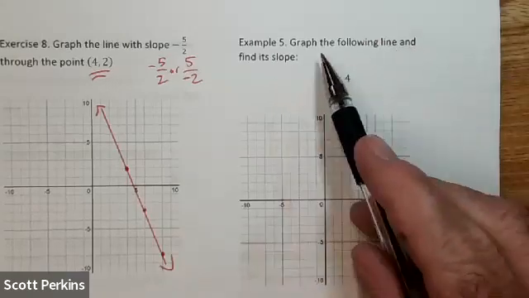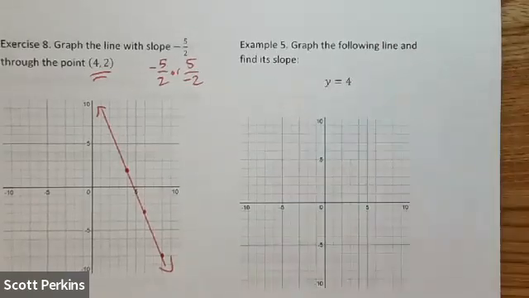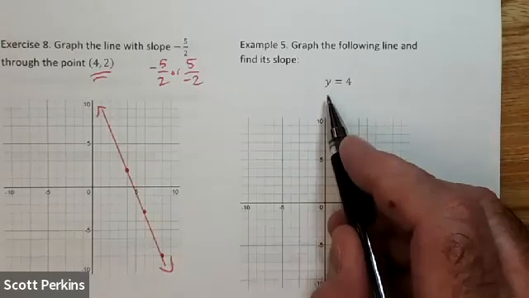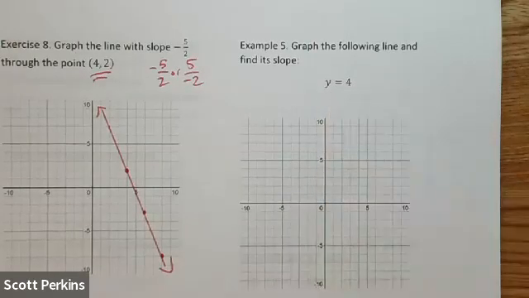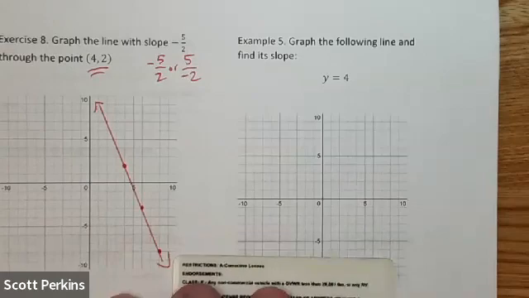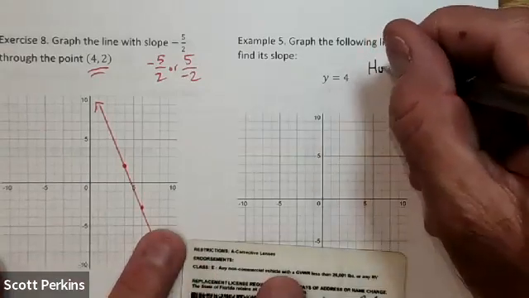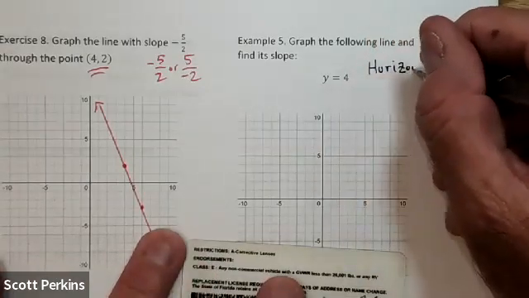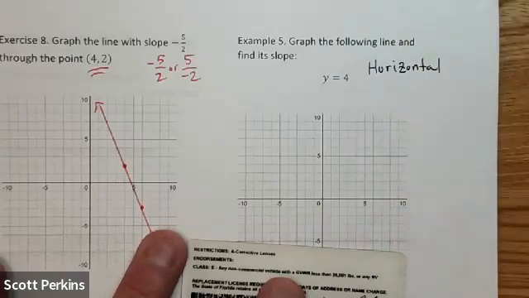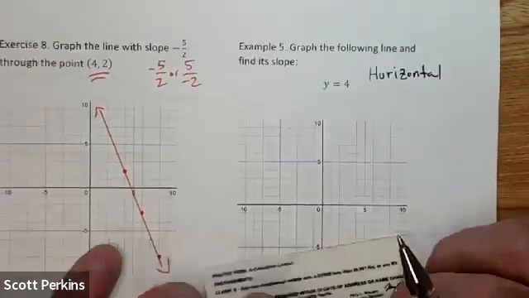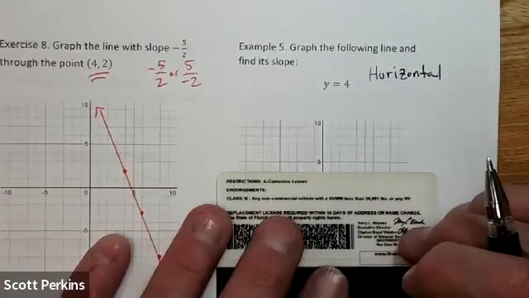So example 5, graph the following line and find its slope. Okay, what is the graph of y equal to 4? What kind of line is that? It's horizontal. The y value is 4 every time. So that's a horizontal line. Just to refresh your memory, I know it's been 48 hours. Horizontal line. So I'm going to draw a horizontal line at y equals 4.